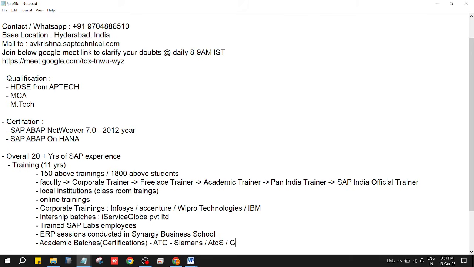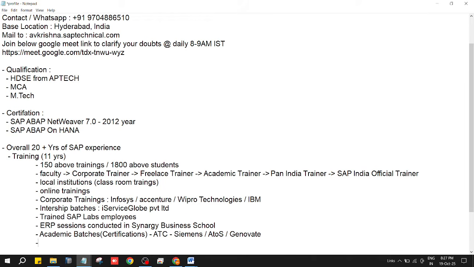Then there was Genovate, another Singapore-based company, also SAP partnered. I handled 30-plus academic batches here, many batches, which gave me very good experience. My participants used to attend what are mostly called academic ILT batches. ILT stands for instructor-led trainings.